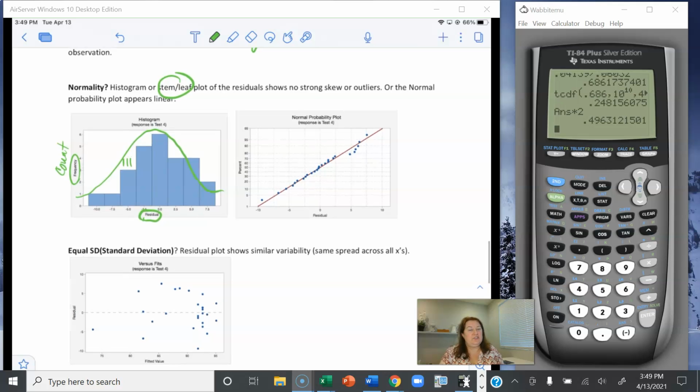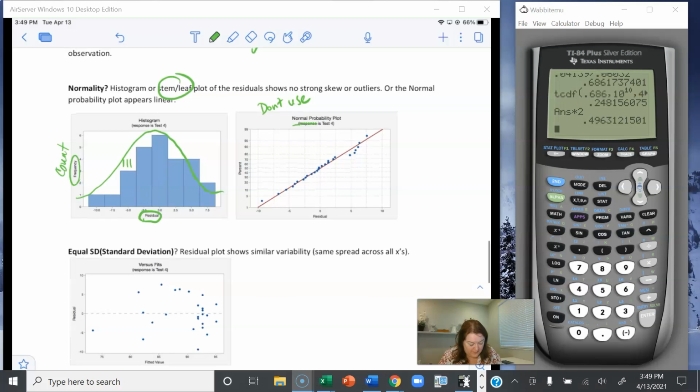The other one is a really tricky one, and I'm going to just show it to you, but I'm going to say we usually do not use this one. Okay, and this is called a normal probability plot. So the x is the same x-axis as the other one. It's the residual. But then the y-axis turns into z-scores.